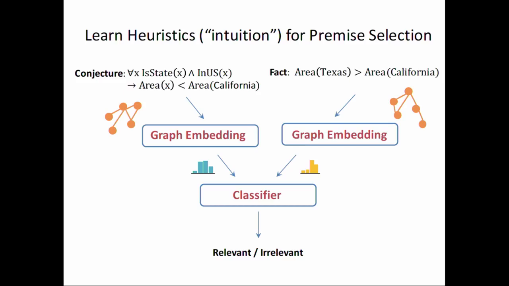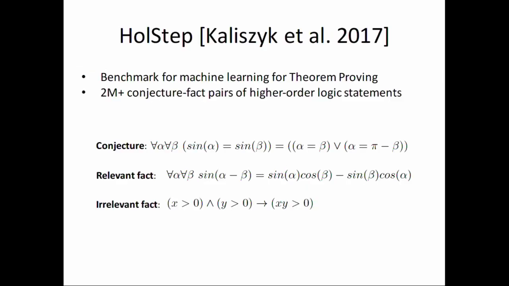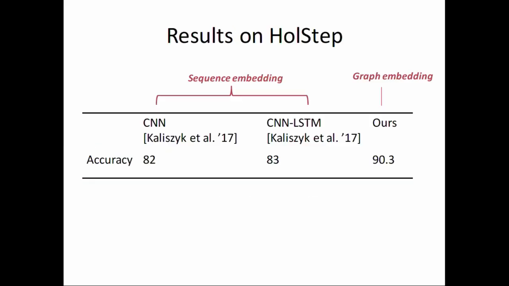As a recap, we use graph embedding to convert formulas into vectors, followed by a binary classifier. The whole system can be trained end-to-end. We evaluate our approach on the HolStep dataset, which is a recently introduced theorem proving benchmark that contains more than 2 million conjecture-fact pairs expressed in higher-order logic. Our approach achieves the new state of the art on this benchmark, outperforming previous approaches, which are based on sequence embedding.